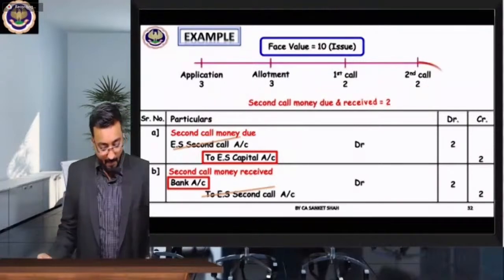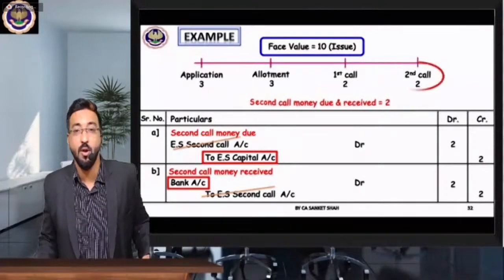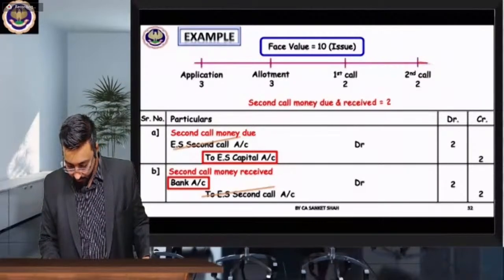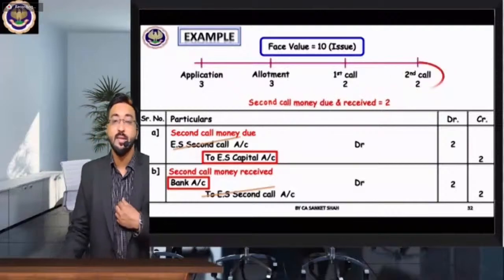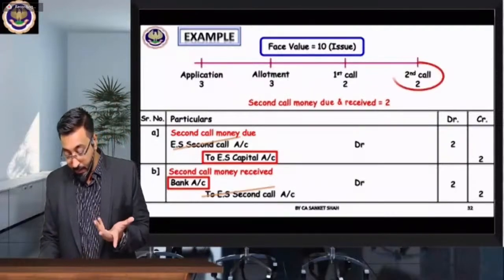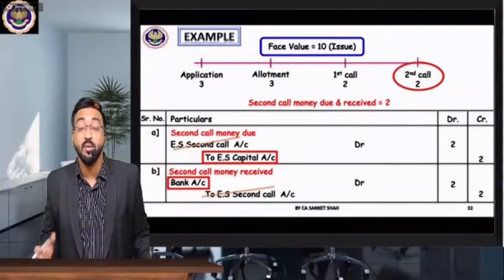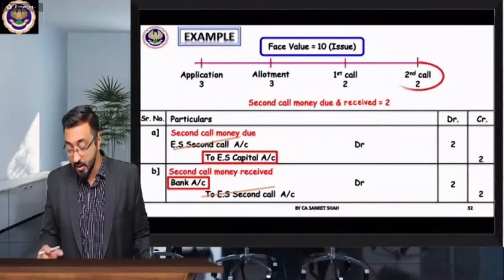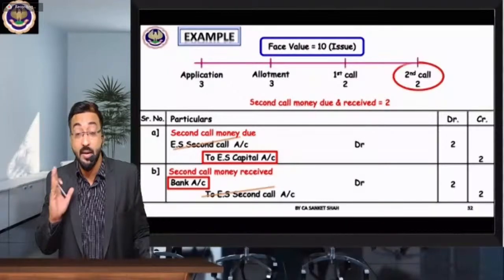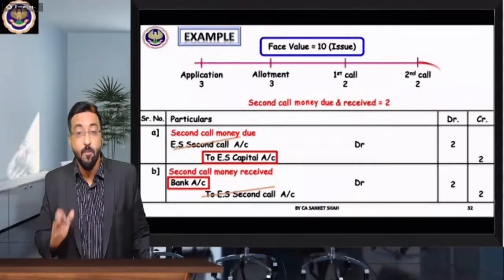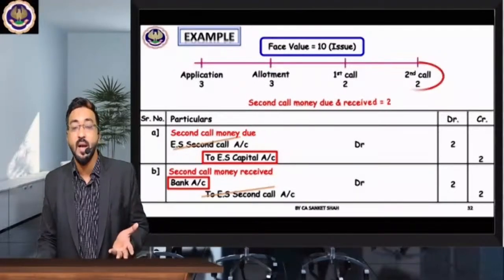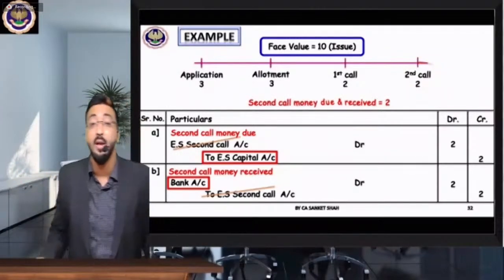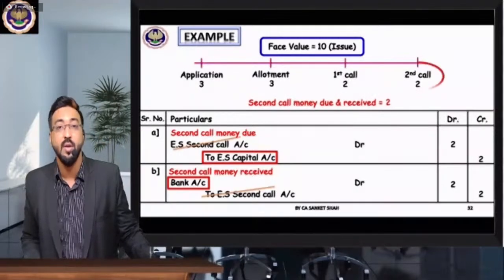Chalo. So application, allotment, first call and second call. Yes. And I always prefer that each and every student must get all concepts in detail. Today also you will understand how much effort I have taken to tell you the concept of forfeiture. Okay, and forfeiture entries you will understand only if your basic entries of application, allotment, first call and second call are clear. So that's why I'm telling you, which are temporary accounts.